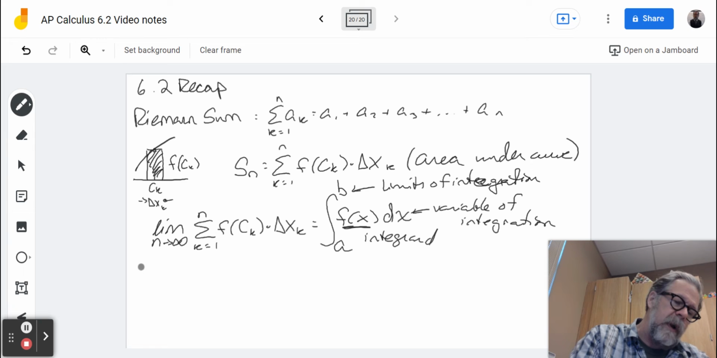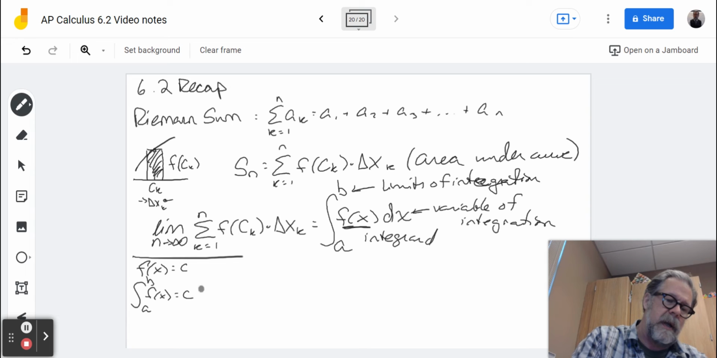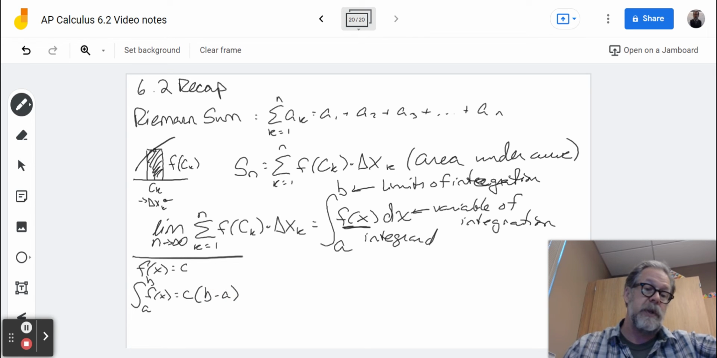So a couple things we figured out is that if we had a constant function, f of x equals some constant, then the integral from a to b of f of x is just the constant, the height of the rectangle, times the difference between the limits of integration.